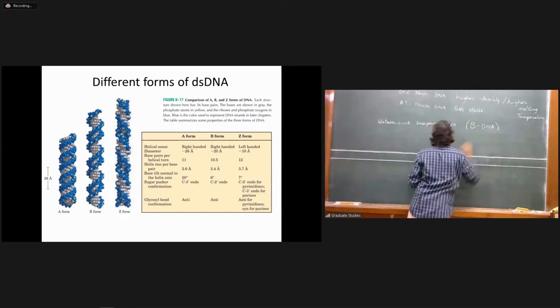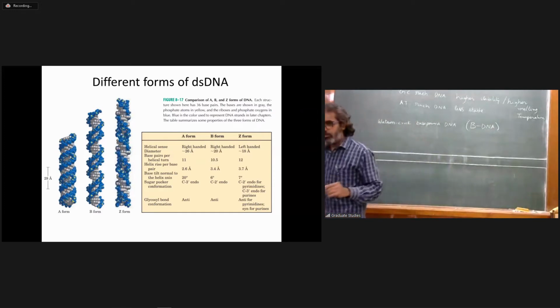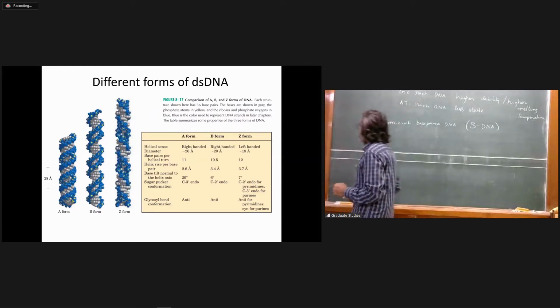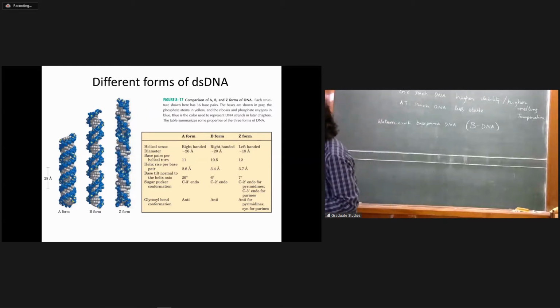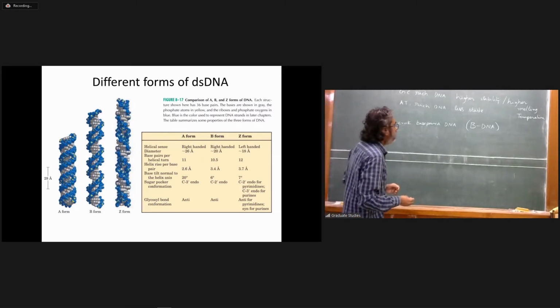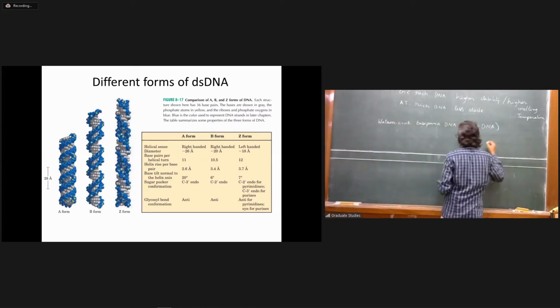So B form. But what are the other forms of double-stranded DNA that are possible? Shown here are one, A form, and another, Z form. The B form has the parameters which we know. It's basically 2 periodicities, right?